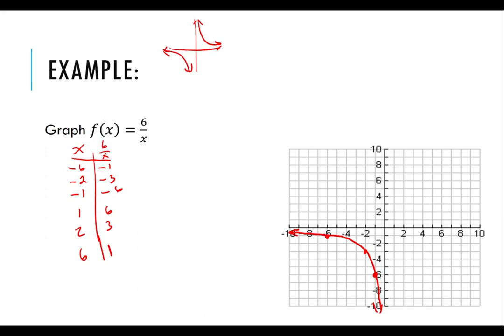Then I can graph these points. I have (1, 6), (2, 3), and (6, 1). Then once again we have this asymptote that is the y-axis. And then we also have this asymptote that is the x-axis, and it approaches it but never touches it. And so there we are.